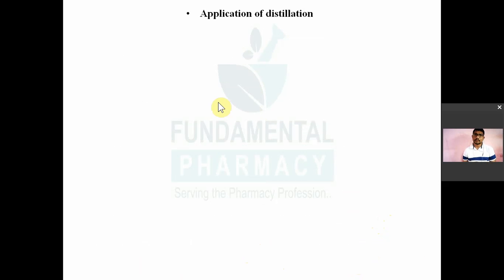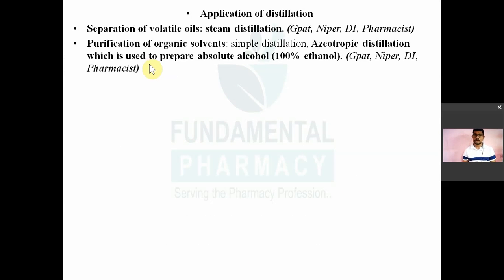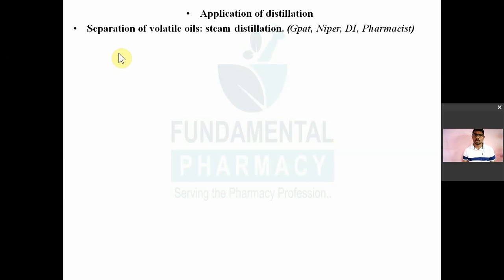So those are the applications of distillation. What are the applications of distillation? We'll see step by step. First we'll see the applications, then we'll see the theory behind distillation properly, the laws involved: what is Raoult's law, what is Dalton's law. So the first application of distillation is the separation of volatile oils. By using steam distillation, you can separate a volatile oil from your crude drugs.